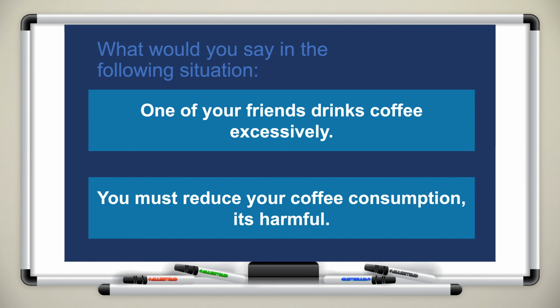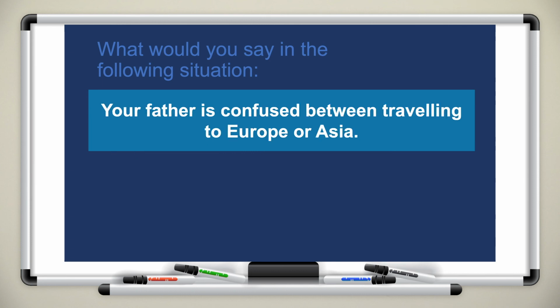What did you do here? This is giving advice. So you gave your friend an advice. How do I know that this is an advice? You used the modal verb must. So you said, you must reduce your coffee consumption. It's very harmful. Okay? The second example is your father is confused between traveling to Europe or Asia.